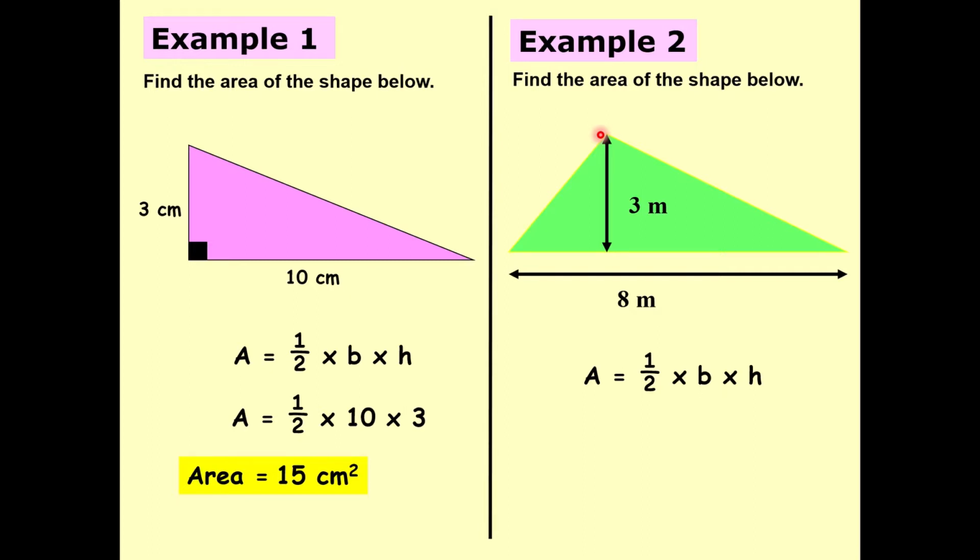And we're still going to use the same formula for every triangle. Area equals half times B times H. The base is 8, the height is 3. So we're going to substitute that into our equation and then calculate that to be 12 squared metres. Okay, so whatever the base is, the height is the length from the base up to the highest point of the triangle.